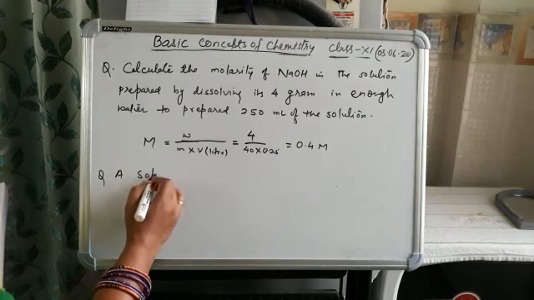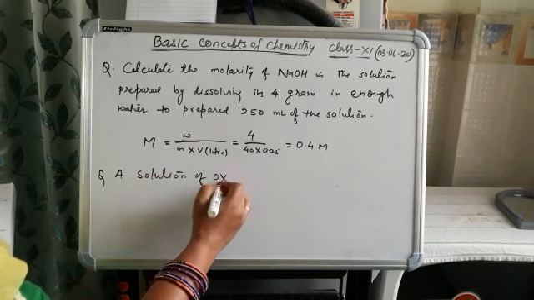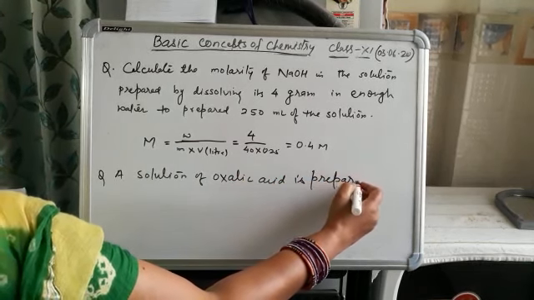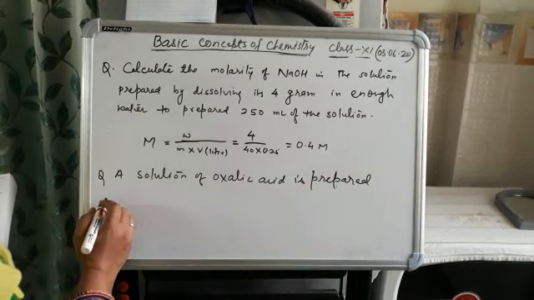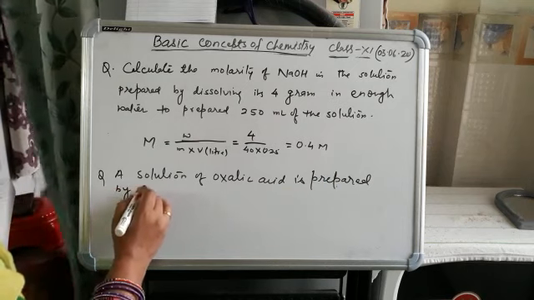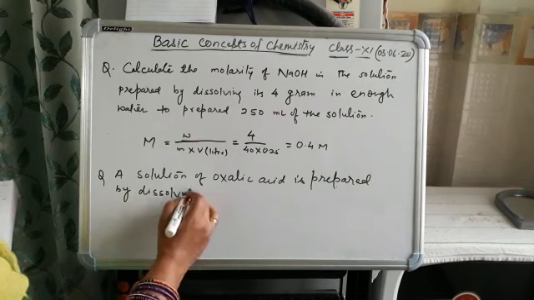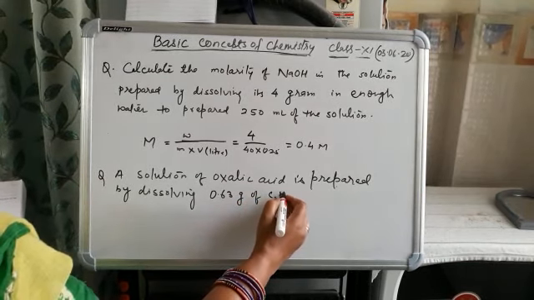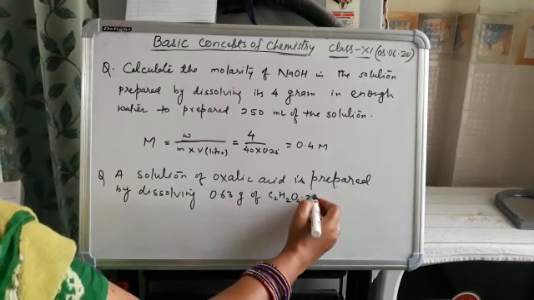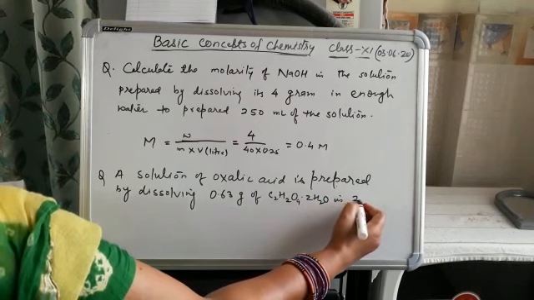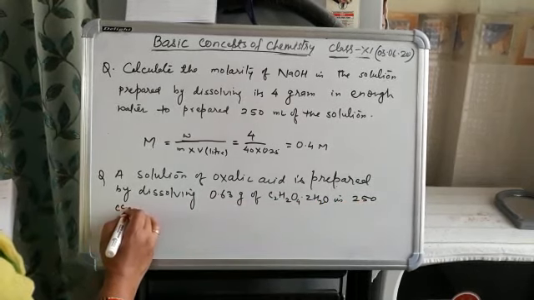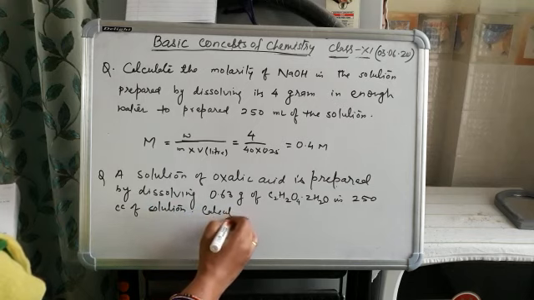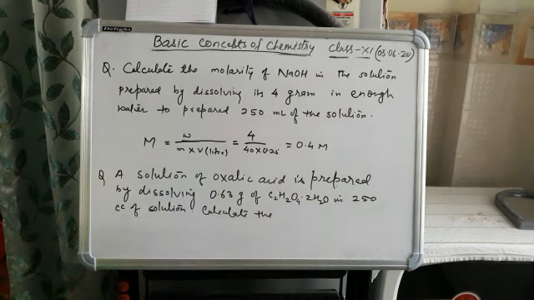A solution of oxalic acid is prepared by dissolving 0.63 gram of C2H2O4, the formula of oxalic acid, 2H2O in 250 cc of solution. Calculate the molarity of the solution.